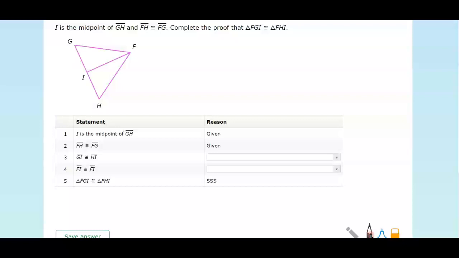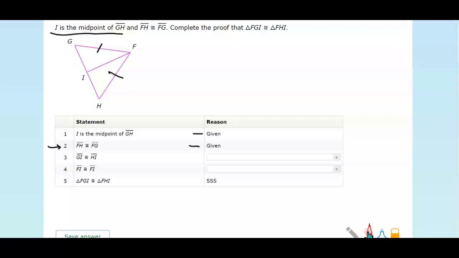Okay, so number one is not a congruency. It's a piece of information they gave us. And they do list that as given, so that's fine. Number two is a congruency. They tell us it's given, and we do want to mark that congruency on our diagram. So FH, this segment, is congruent to FG, this segment. So we've marked it, we've stated it, we've given a reason for it.